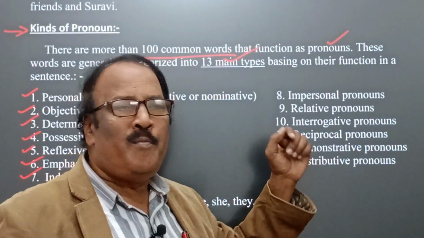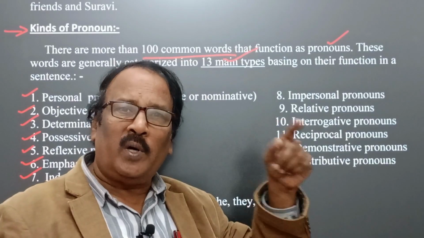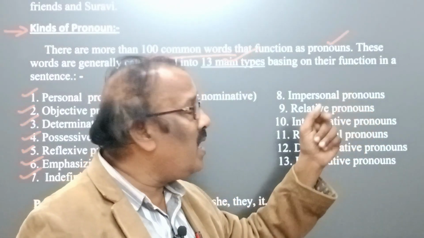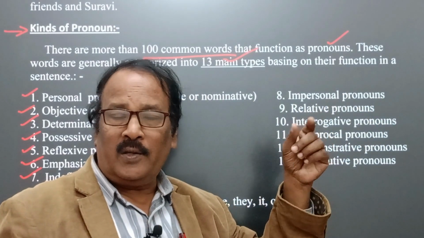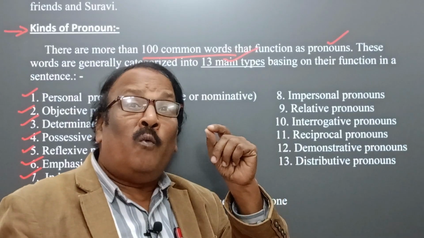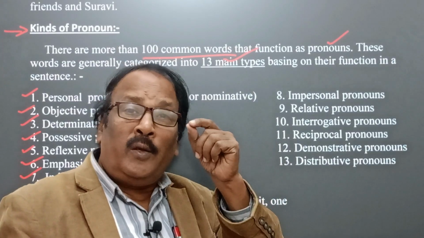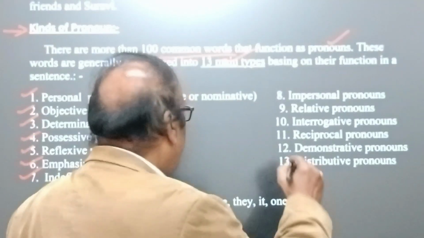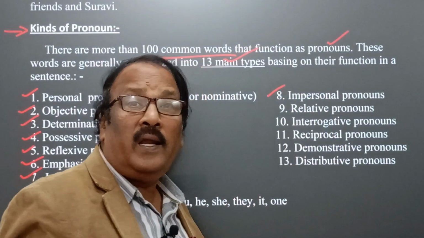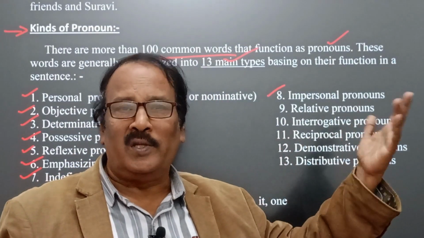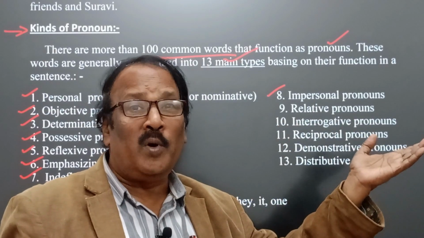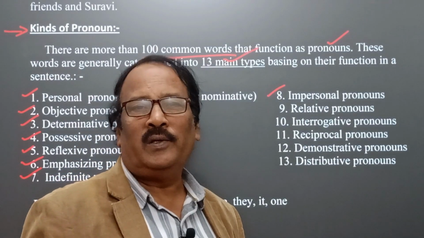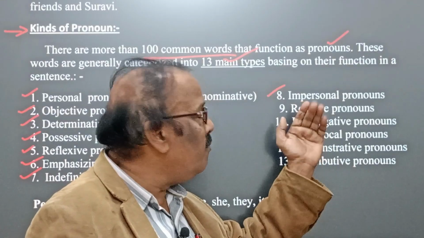Now come impersonal pronouns. They don't indicate any person. Whenever we express a general statement, they are used in that connection. For example, one, it, you, they. These are what we call impersonal pronouns, because they indicate any noun in an impersonal, not personal, manner. For example: one should respect one's elders. Here one is impersonal.